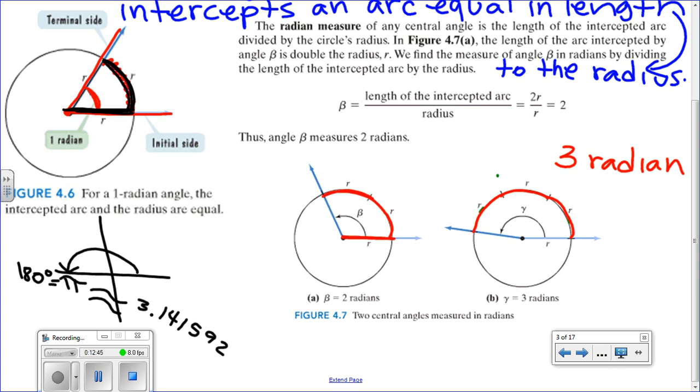And I'll tell you with certainty what it is. Okay. But you guys see what a radian is for sure, right? Yes. Okay.